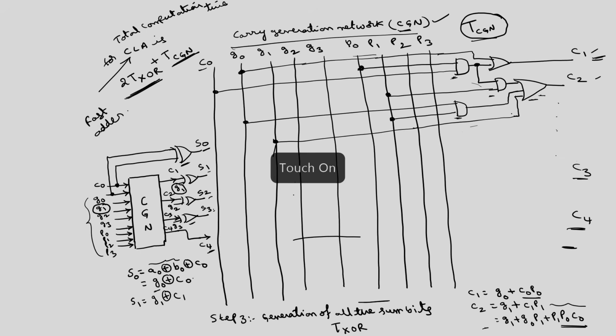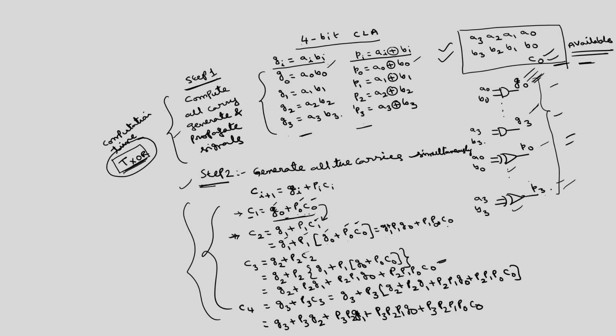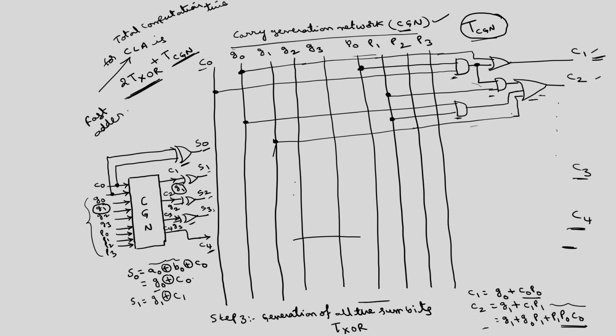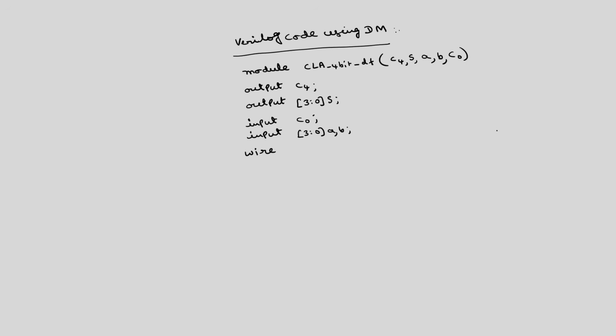So, what are the wires required? You see here the first step is generation of G's and P's using these exclusive OR gates. Second step is using these Boolean expressions we will generate all the carries. Third step is using exclusive OR gates we will generate all sum bits. Okay. So, the first block here is something like this.